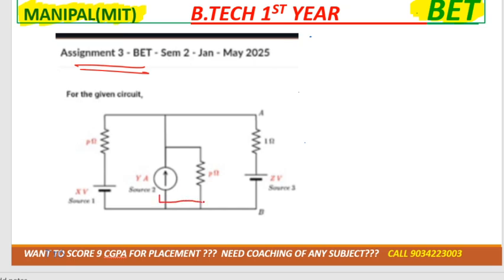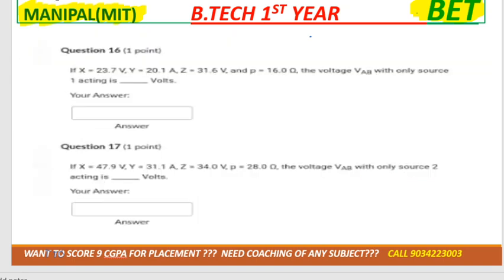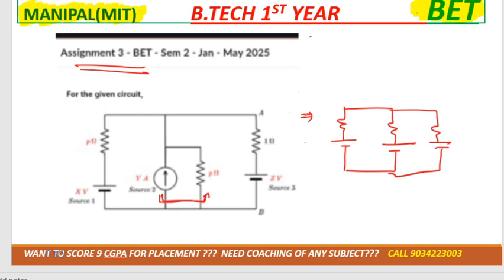First of all you can see that simply current source is in parallel with the resistance, so you can convert it into voltage source. After converting into voltage source, your diagram simply looks like this, right? Okay, now see the question. X is given, Y is given, Z is given, P is the voltage VAB with only source 1 is acting, means source 1, this is source 1. If source 1 is acting, means all other sources would be removed. Removed means voltage source must be short circuit and current source must be open circuit.